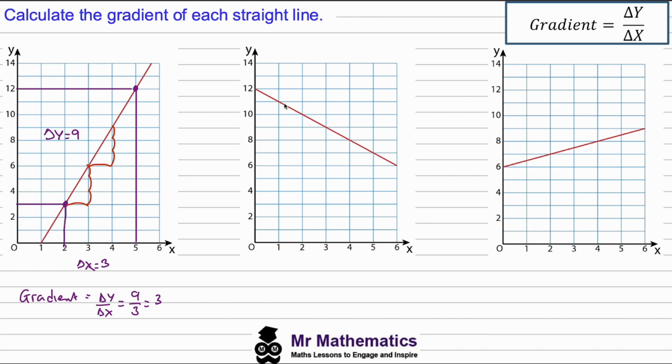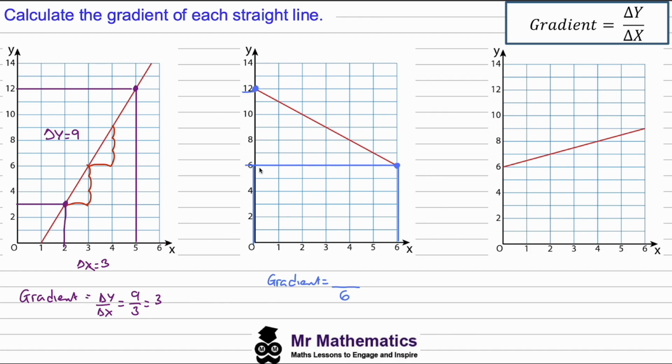Okay, so for the second one, we can pick 2 points. It's easiest to pick the y-intercept when it's an integer, and we can pick this point. You can see for the change in x, we're going from 0 to 6. So the gradient will be the change in y divided by 6. And then we're going from 6 to 12.